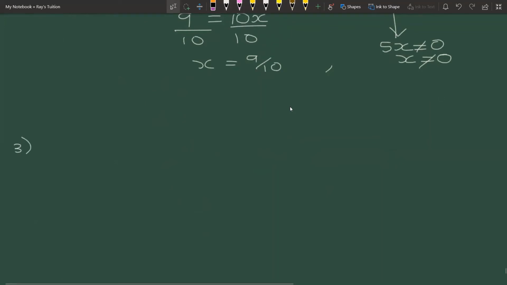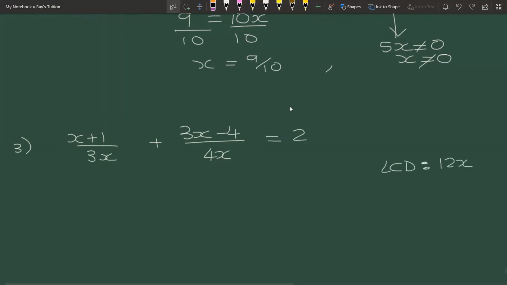Then the third one is x plus 1 over 3x plus 3x minus 4 all over 4x is equal to 2. So our LCD in this case is 12x. That goes both into 4x and 3x. So in this first case, we're going to have to multiply it by 4 over 4 to get the 12 in the denominator. Here we're going to have to multiply it by 3 over 3 to get the 12 in the denominator. And this one's over 1, so we have to multiply the whole thing by 12x over 12x.